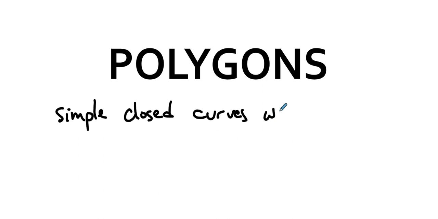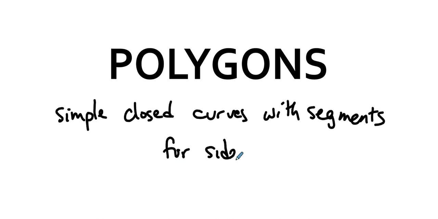Welcome. This screencast takes a look at polygons, what we mean by them, what are some of their names, things of that nature. A polygon, so what do we mean when we talk about polygons? These are simple closed curves with segments for sides. A polygon is a simple closed curve with segments for sides.